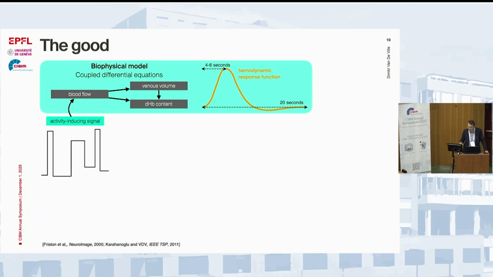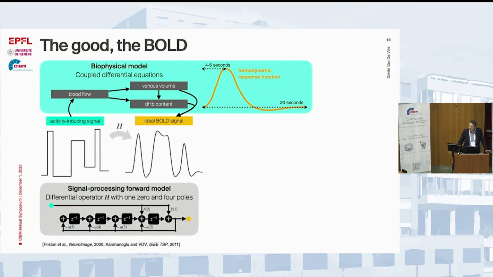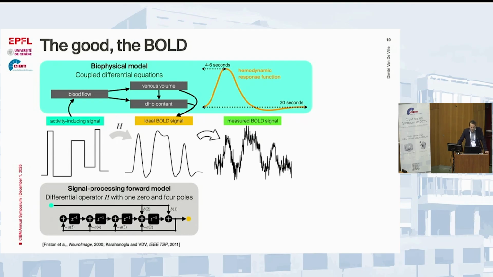So given that well-known characterization, you can take again the activity-inducing signal, linearize this, make a convolution, and you actually have an idealized BOLD response given that hypothetical activity-inducing signal. And just in terms of signal processing, you can represent the linearized form of the HRF as a differential operator that has 1, 0, and 4 poles. Okay, that's nice. Because in reality, of course, we don't measure this ideal signal, but it's corrupted by noise at least, and probably also some model mismatch.